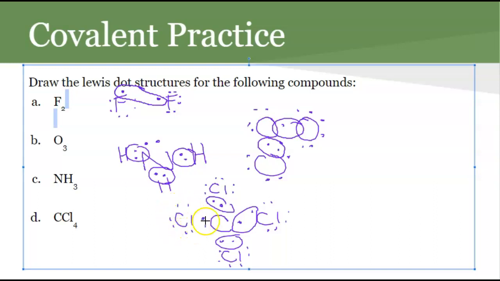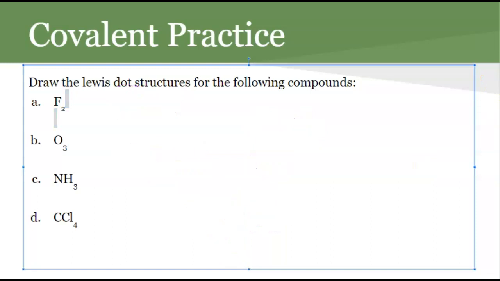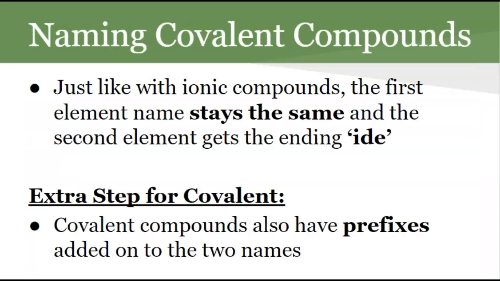So there's a few circumstances where it's fine to have a lone pair, but under most circumstances, you're going to want to try to make everyone happy. So that's kind of the gist of covalent drawing Lewis dot structures. When we get to the point of naming them, then it gets a little bit different. For these, the first element is going to stay the same. And the second element does get an "ide." So with that regard, it's the exact same as ionic, but there's kind of an extra step.